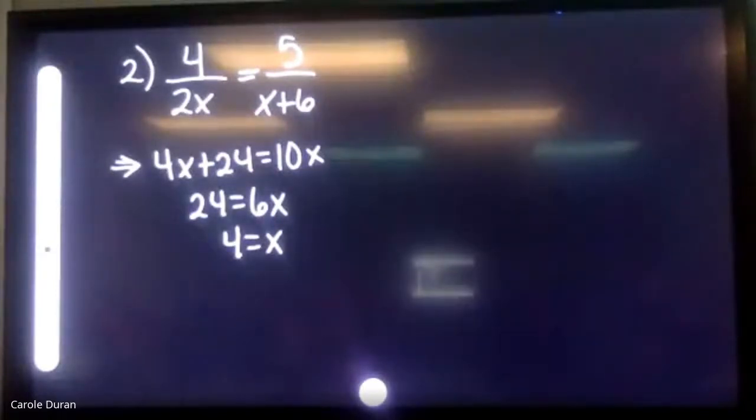To solve it out, we should get x equals 4. Anytime I get an answer, what should I do with it? Check it to make sure it works. I already know that 4 is going to work, but let's test it just to make sure you guys are okay plugging it back in.